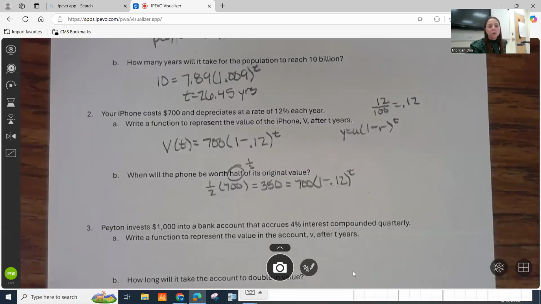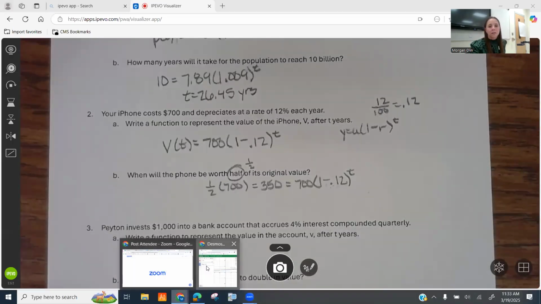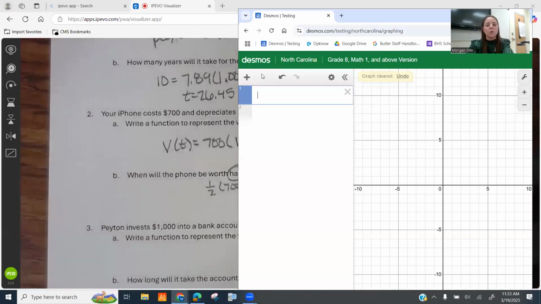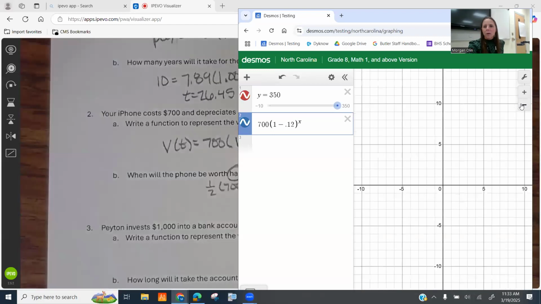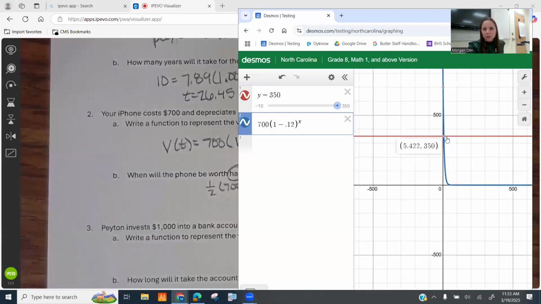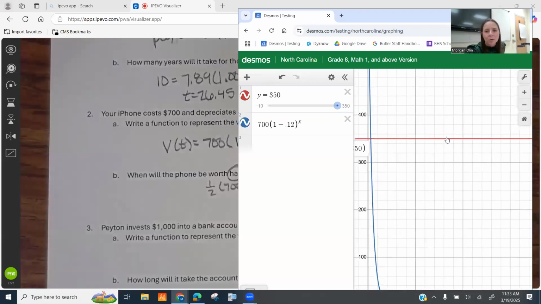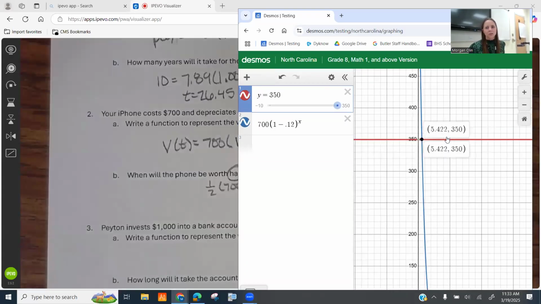Now, here, if you want to, you are welcome to plug this in the way it is. So y equals 350, okay, y equals 700 times (1 minus 0.12) to the x, like that. Now, the problem is you're going to have to zoom out really large. Now, this one's not terrible, but I can find the intersection right here, 5.422.